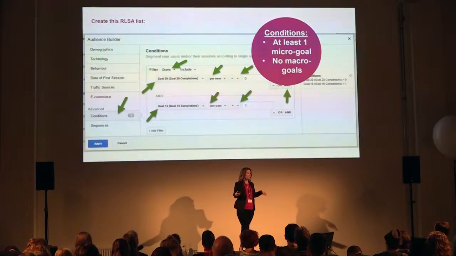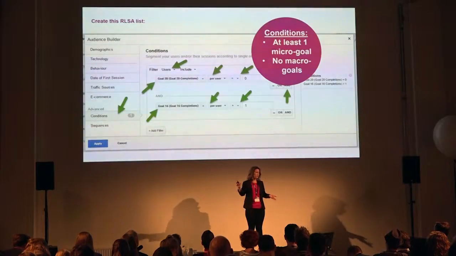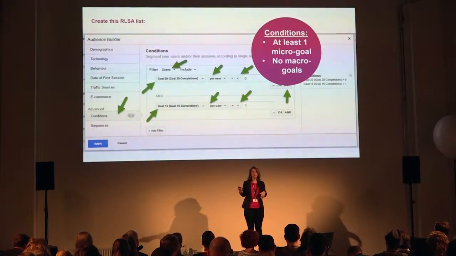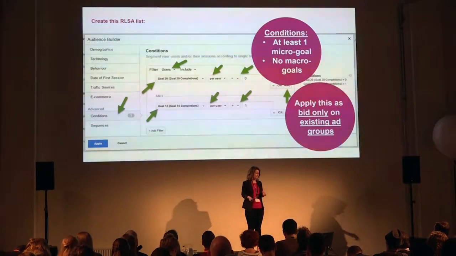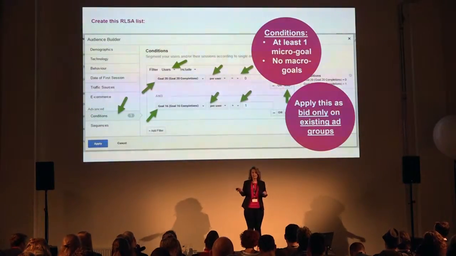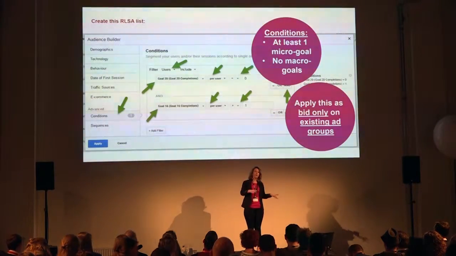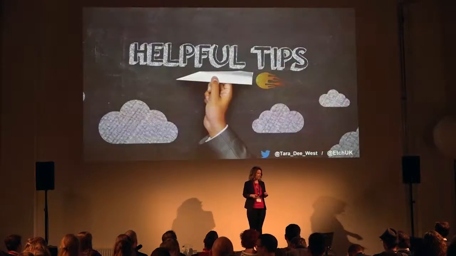To create this, you basically say they've completed at least one of your micro goals and none of your macro goals. And this is a bid-only list you're applying to your existing ad groups. You're just increasing your bids if that person has done your micro goal but not your macro goal.